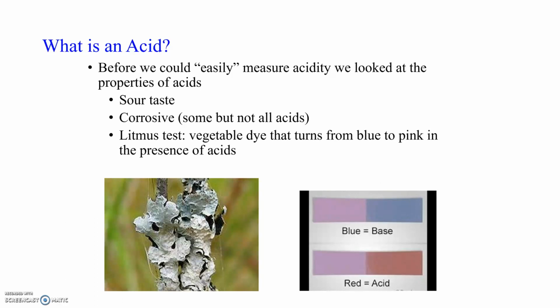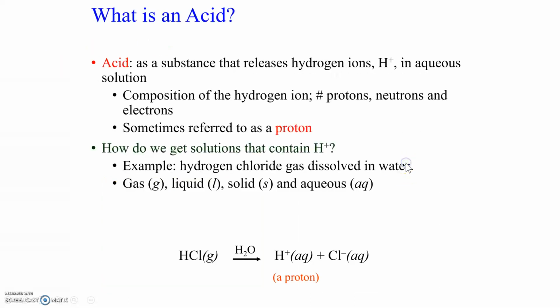And one of the first tests that was developed to look at compounds that were either acidic or basic was the litmus test. Litmus is a dye that is derived from vegetables. This is the color of the litmus dye on litmus paper before it is in contact with a solution. If you stick that into a solution that's acidic, it turns red. If it's basic, it turns blue.